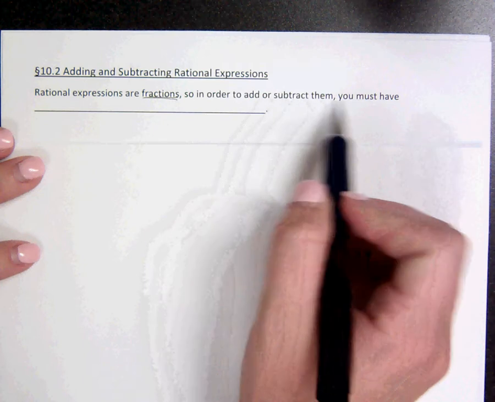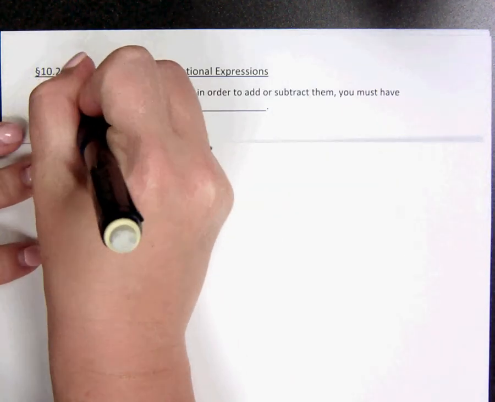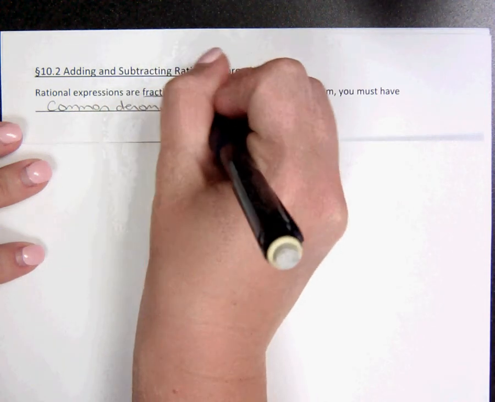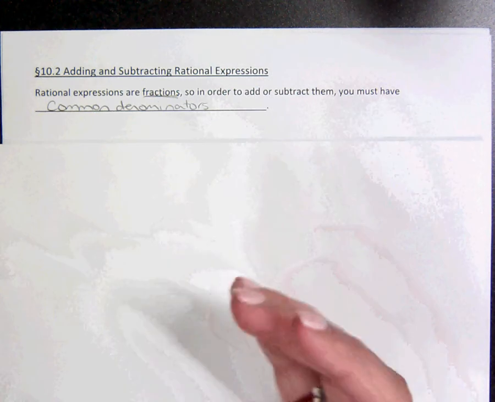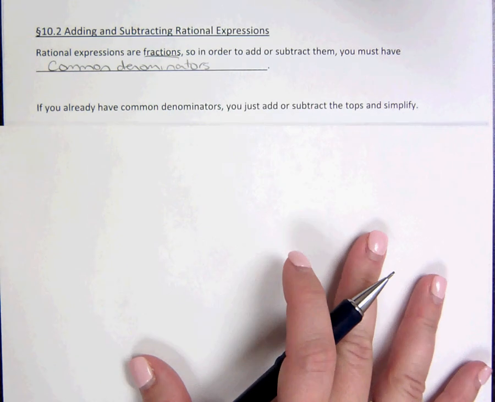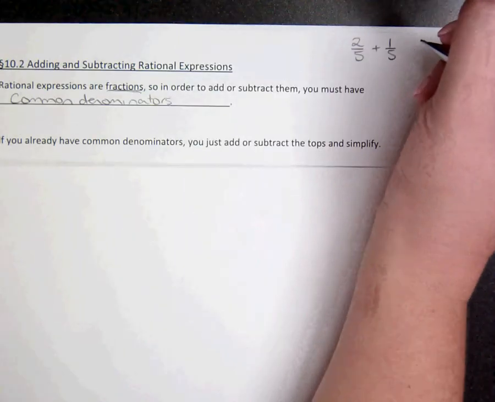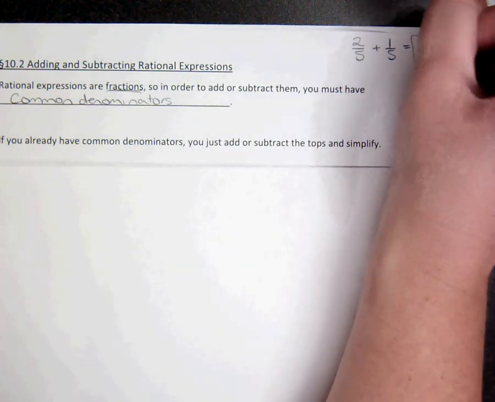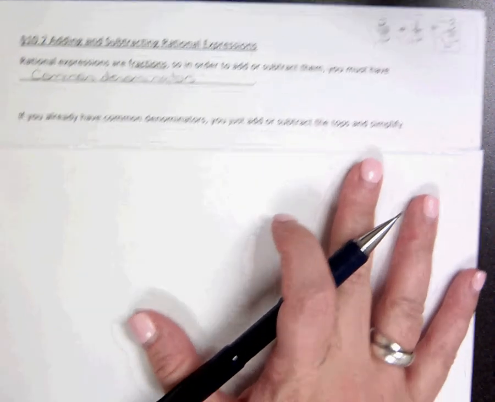In order to add or subtract them, we must have what we call common denominators, and we saw this back in chapter 2 when we were trying to solve with fractions. Anytime you're trying to add or subtract any sort of fractions, you have to have common denominators. If you already have common denominators, you just add or subtract the tops and simplify. Remember, if you're adding fractions, like 2/5 plus 1/5, if the denominators are the same, we just add the numerators and we leave the denominator the same. So it becomes 3/5.